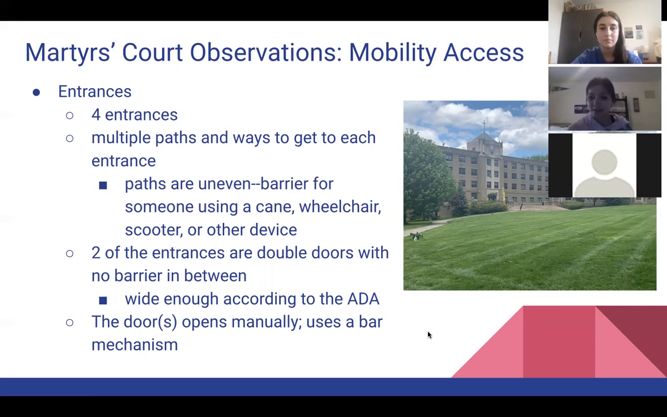Two of the entrances are double doors with no barrier in between, so those would qualify as accessible according to the ADA, which are the guidelines that we use. And these doors open manually, so they use a bar mechanism. So typically that is considered accessible, but oftentimes it depends on individual circumstances to really guarantee that for an individual.